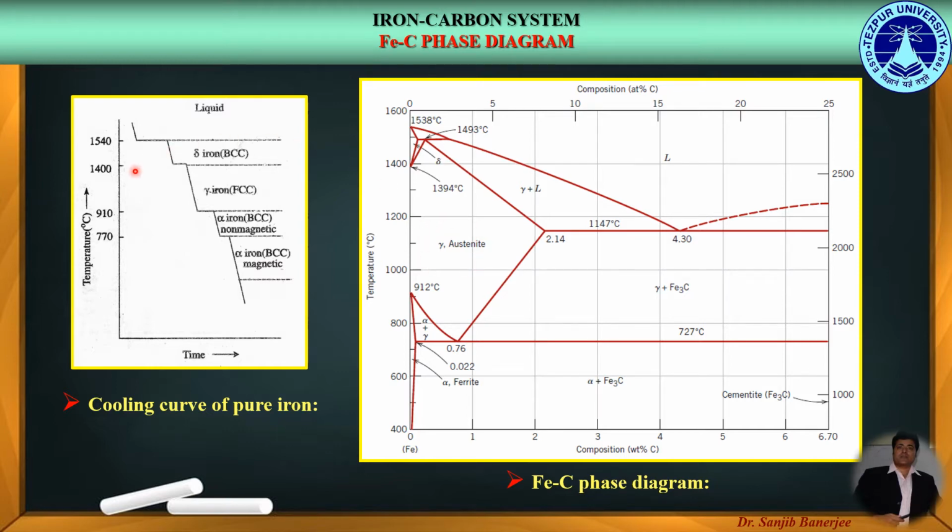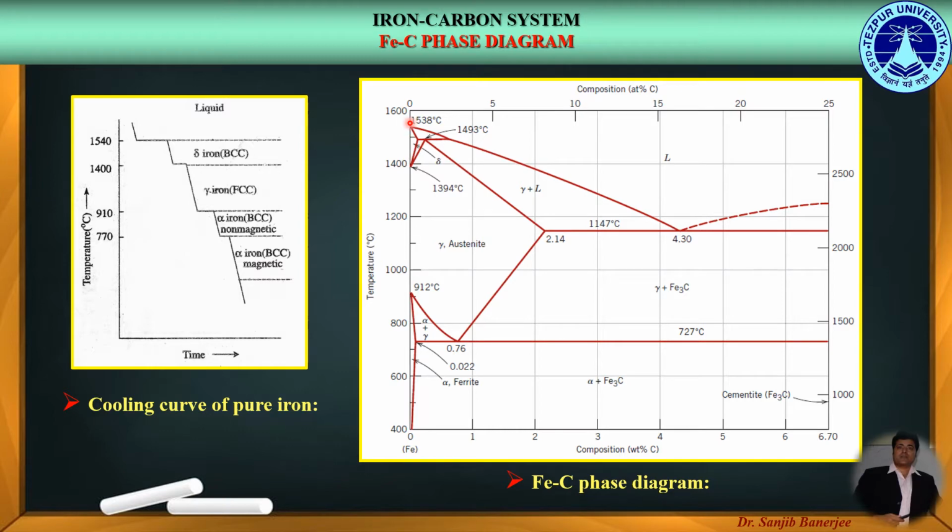Similarly, above 1400 degrees centigrade up to 1540 degrees centigrade, that is the melting point of pure iron, we get delta iron having BCC crystal structure. So, when carbon forms an interstitial solid solution with delta iron, we get the delta phase in the iron-carbon phase diagram.